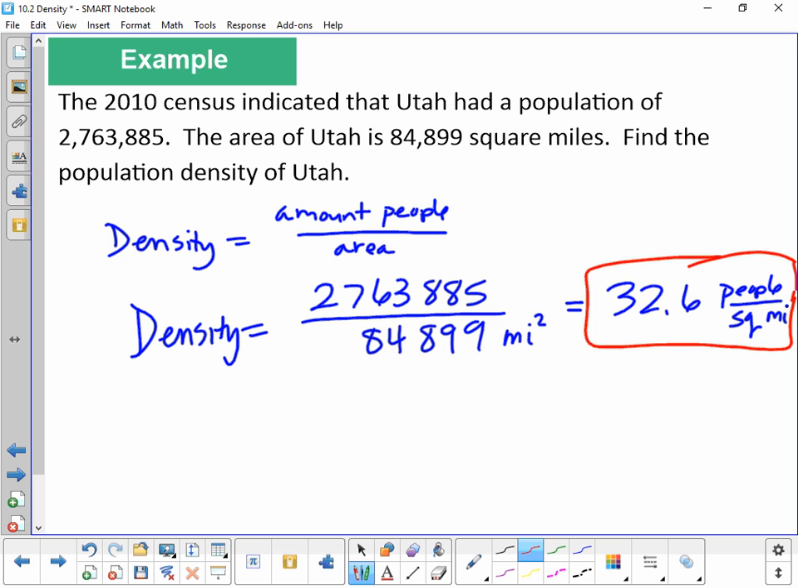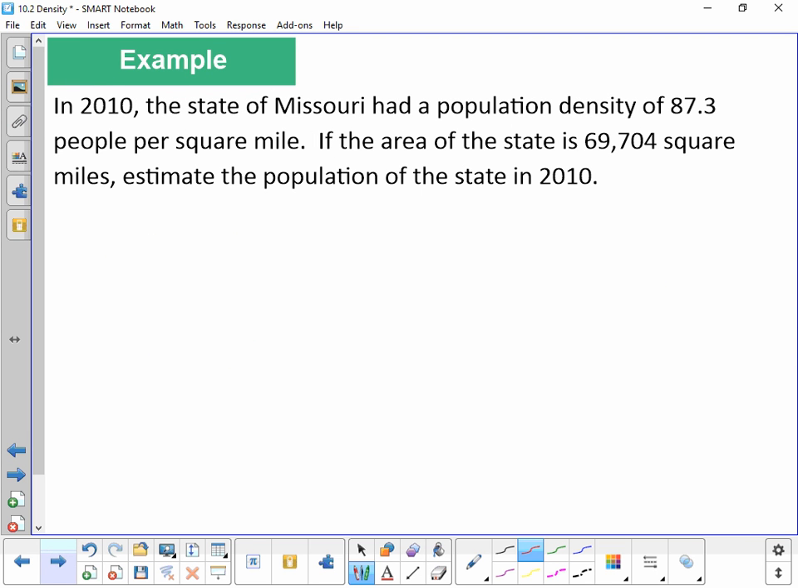Utah has a lot of empty space, a lot of wilderness areas, so Utah has a very low population density. 32 people per square mile is pretty low as far as populations go. So let's look at another state. How about Missouri? In 2010, Missouri had a population density of 87.3 people per square mile. So this time I'm giving you the density. If the area of the state is 69,704 square miles, we're going to estimate or calculate the population.